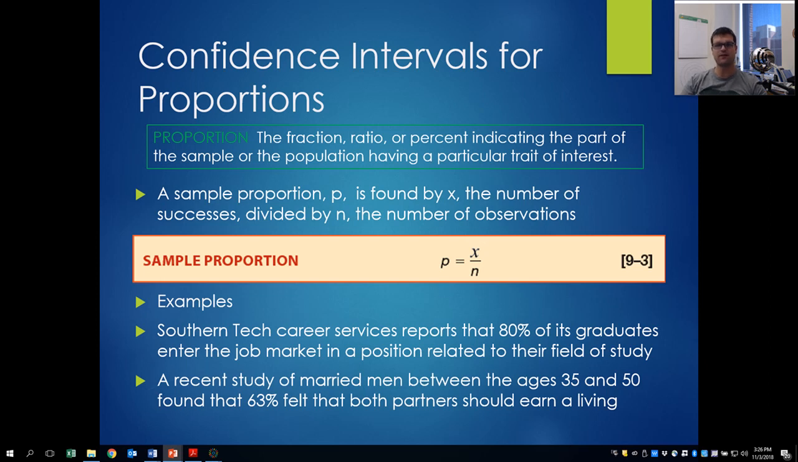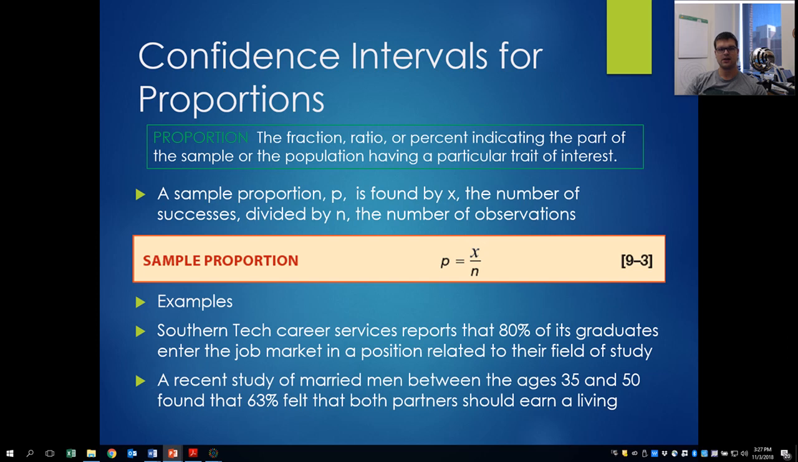A proportion is a fraction, ratio, or percentage indicating the part of the sample having a particular trait of interest. For example, we might be looking at Baylor students, and we say 80% of the Baylor student body is a fan of the football team, which would mean that 20% is not. So that would be a proportion, and it's an either or. You either are or you are not, which is very familiar to something else that we've worked with in the past.